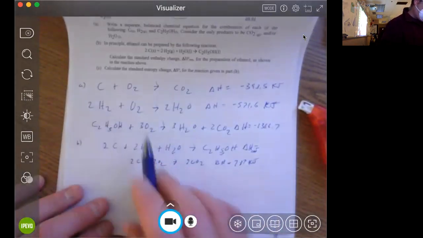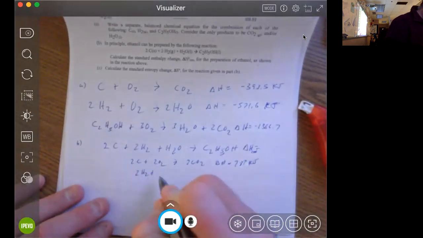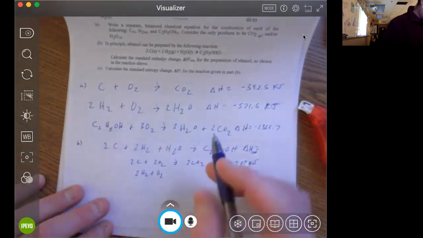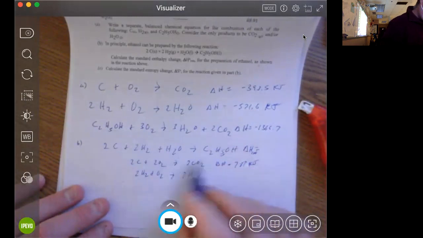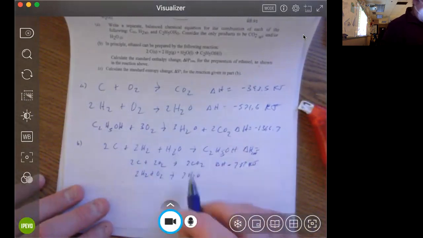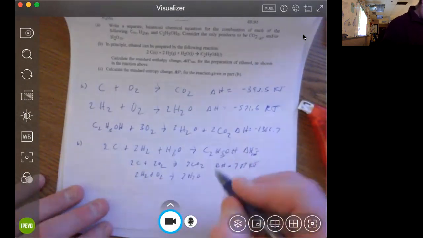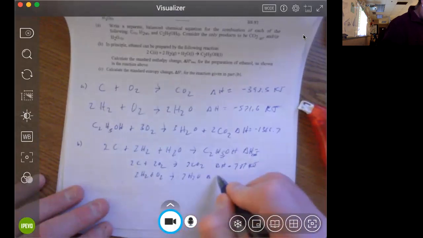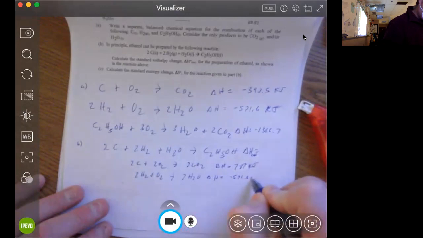The 2H2, well, I have 2H2 here, plus O2 yields 2H2O. Not necessarily happy about that because of the H2O there. It's on the reactant side here, it's on the product side here. But we didn't change anything for that. We used everything the same. If we need to change it, we'll change it in a bit.